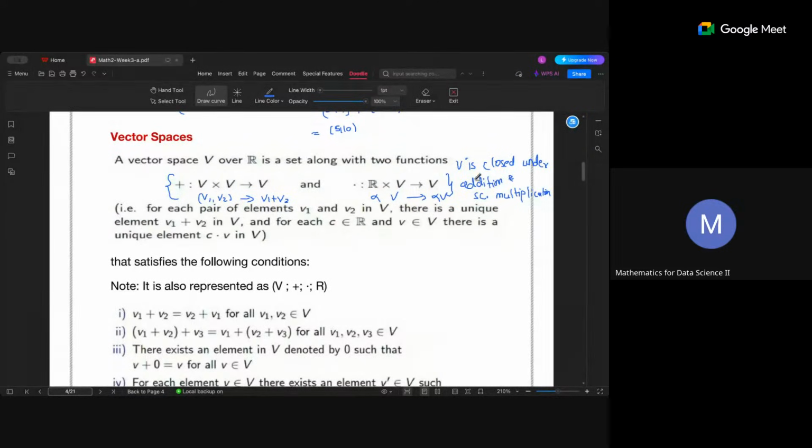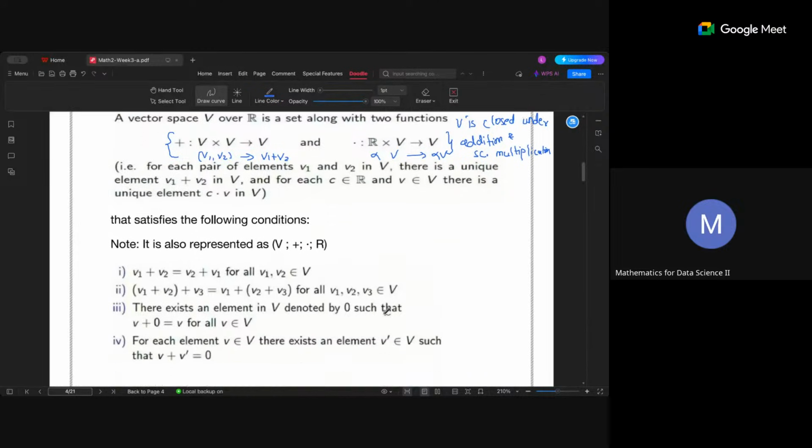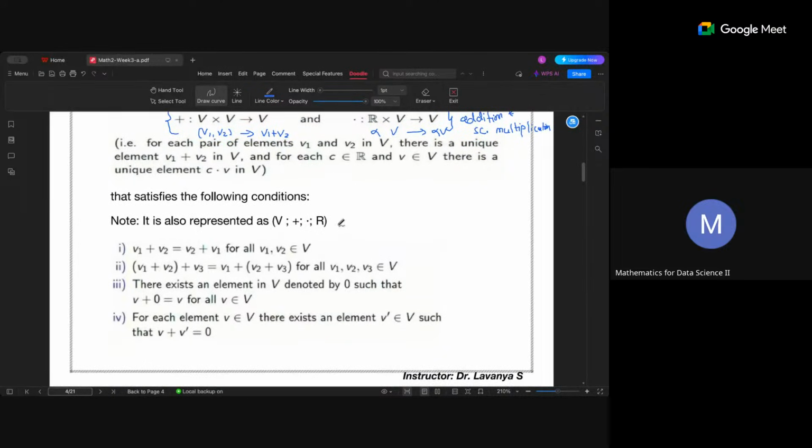See, this is kind of indirectly saying V is closed under addition and scalar multiplication. This is the first condition we are taking to define what vector spaces are. The first condition is that the set should be closed under addition and scalar multiplication. And the set is sometimes denoted in this way, representing the set.